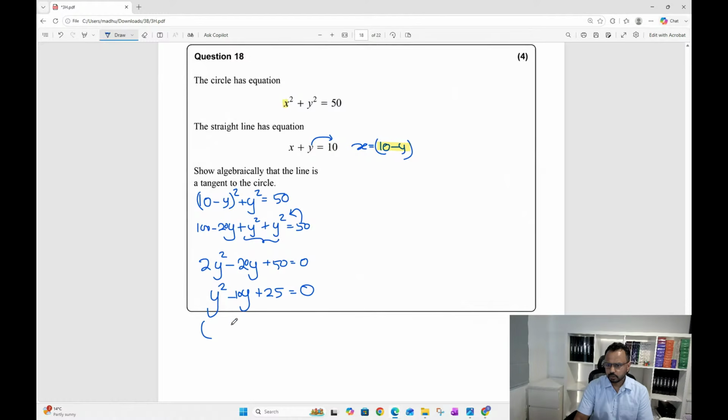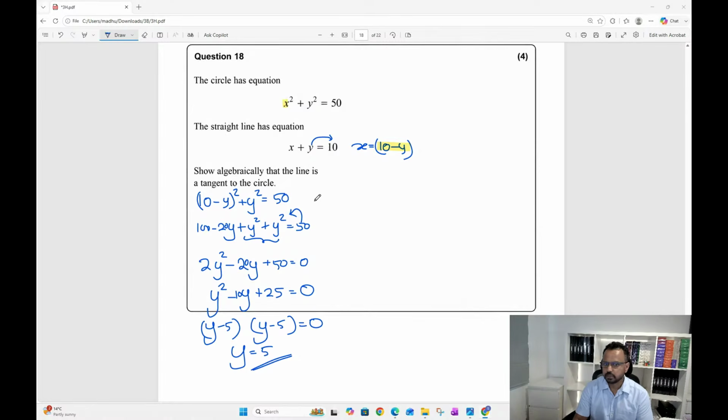Now, here's why. Two numbers that multiply to give positive 25 and add to give you negative 10, obviously y minus 5, y minus 5. So the answer is only y is equal to 5.